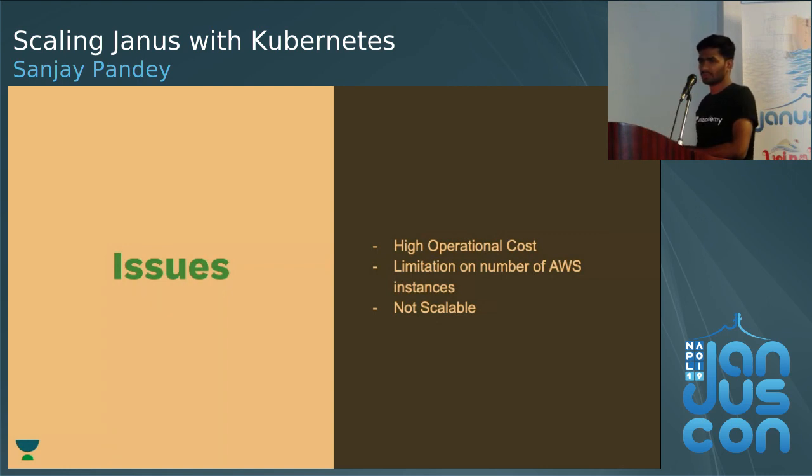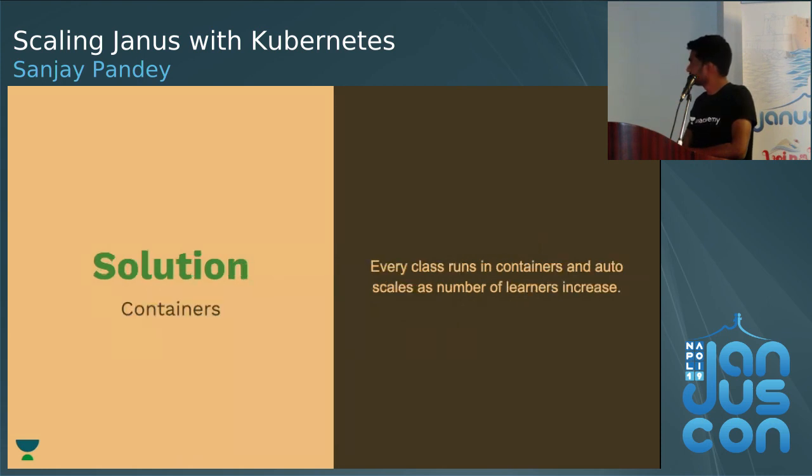As the number of users attending the classes keeps increasing, it automatically scales up the traffic, and we don't have to bother about how we manage things. So this was the solution. What we did was we ran every class in a container, and the containers would auto scale as the learners increase.